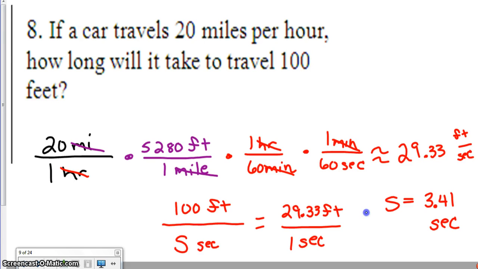This is a standard dimensional analysis problem. Please remember, though, that what you needed to do is find the unit rate of 29 1/3 feet per second and then take care of the 100 feet.